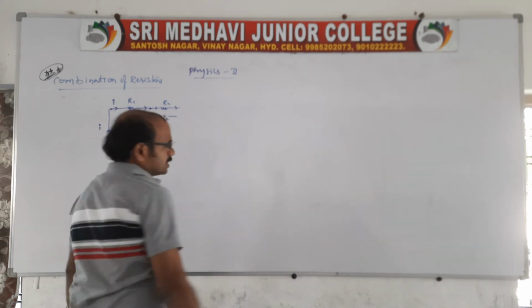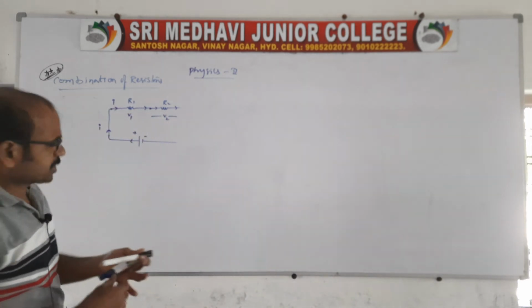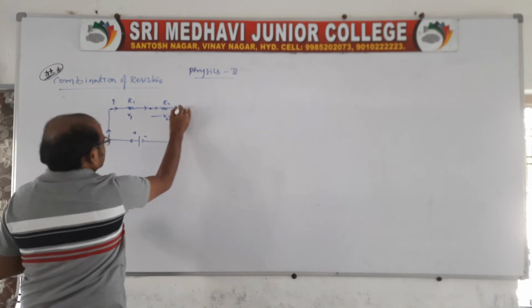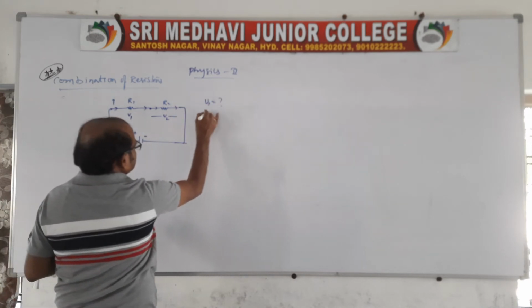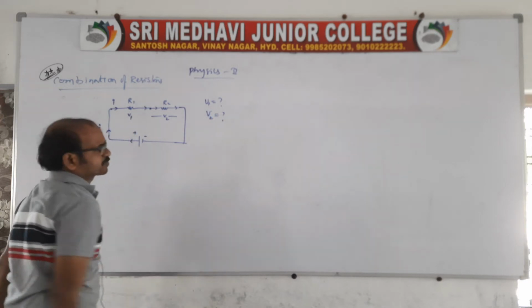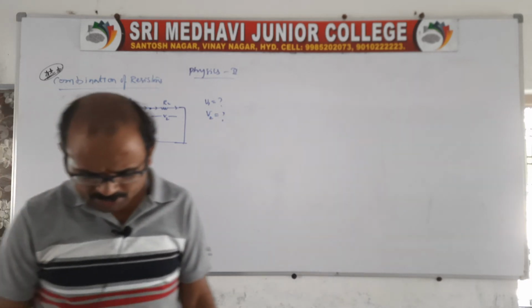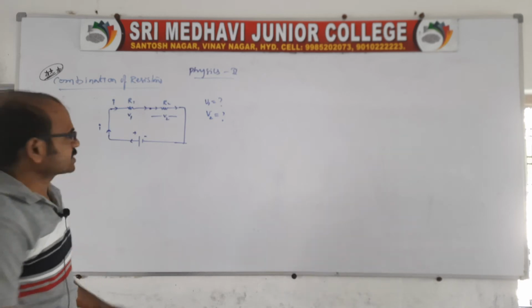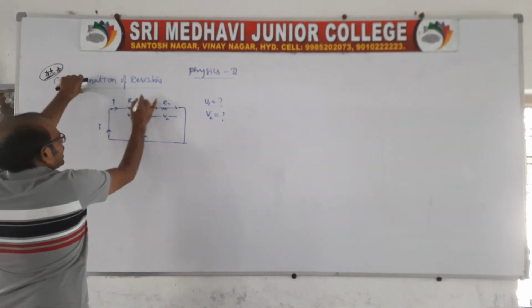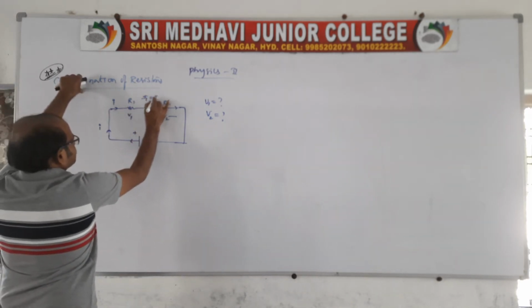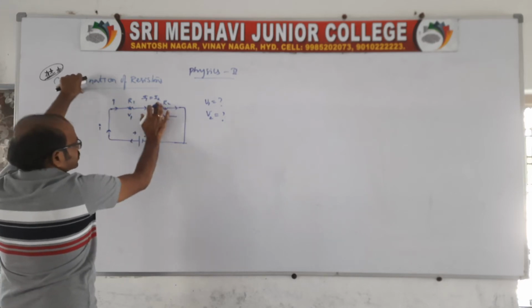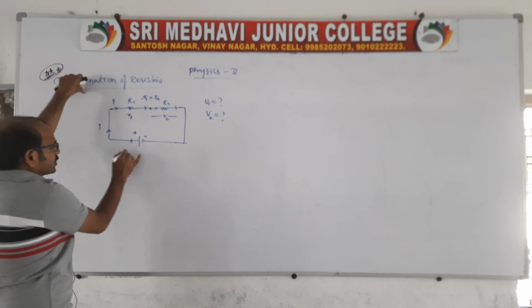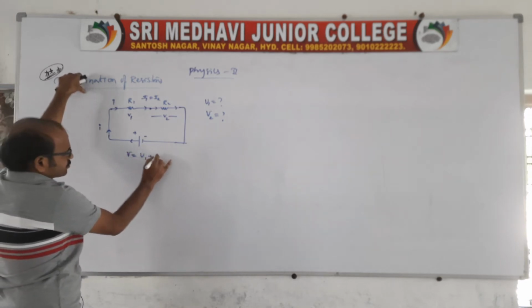Now let us find the potential differences of the given resistors. Suppose I want to calculate V1 and V2. The current through the resistors is the same, that means I1 is equal to I2. Through this resistor it is I1, through this resistor it is I2. Of course it is the same, but the total potential will be V1 plus V2.